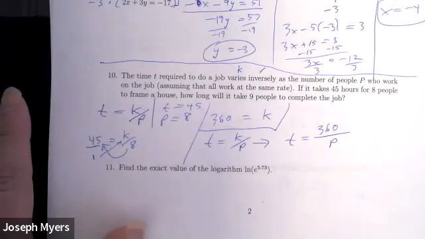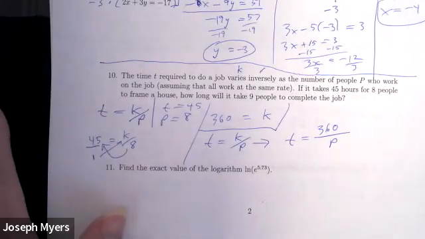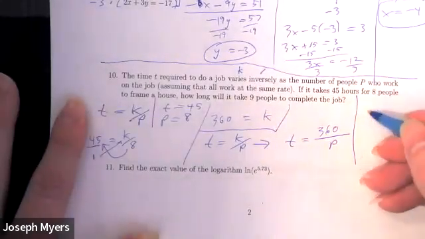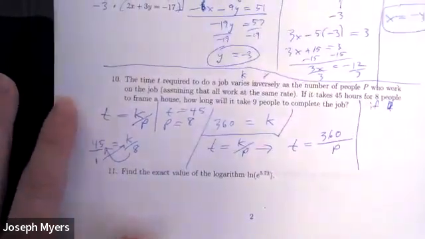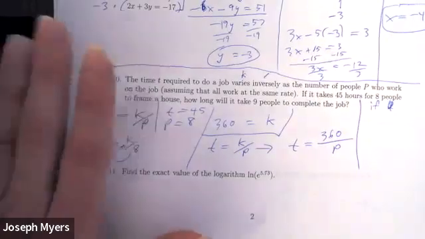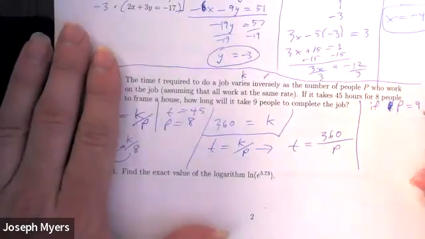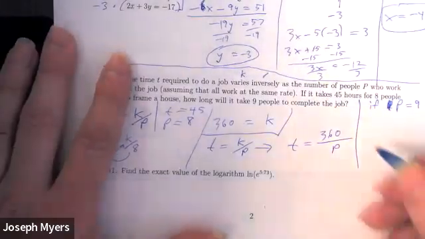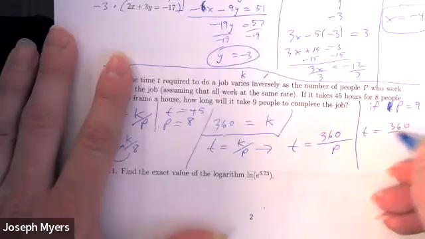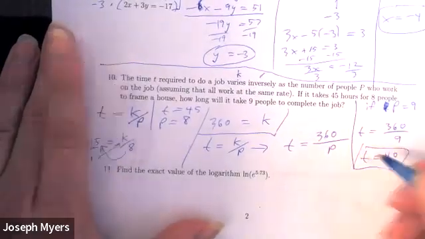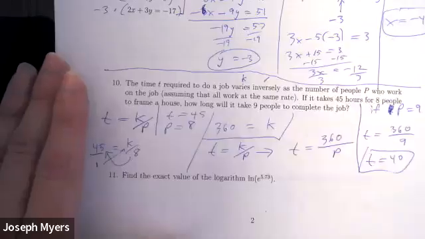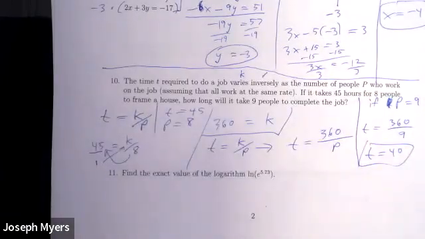So then it asks one final question. How long will it take 9 people to complete the job? So we're going to use that equation. So if P equals 9, not T. If 9 is the people, right? So which letter is the people? It's P. So if P equals 9, then how much time does it take? Well, the time would be 360 over the people, which is 9. And what is 360 divided by 9? 40. So it'd take 40 hours. It would take 40 hours of time for 9 people to do it.